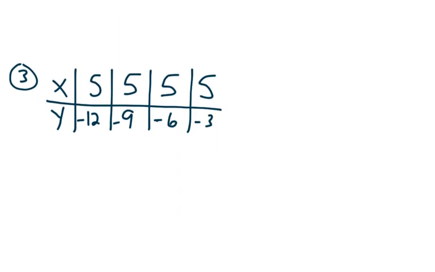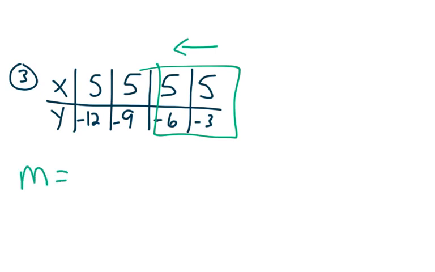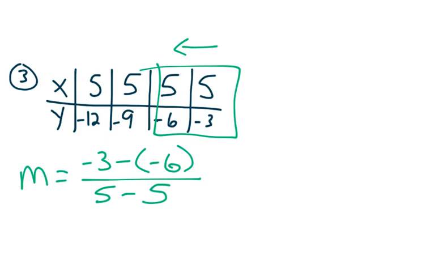Number 3, 5, 5, 5, 5 across the top, negative 12, negative 9, negative 6, negative 3 on the bottom. We'll use the 2 on the right this time, and we'll go right to left one more time. Remember, slope is the letter M. So we got our y values first, negative 3 minus negative 6. Then our x values, 5 minus 5. So negative 3 minus negative 6, same thing as negative 3 plus 6, which is positive 3.